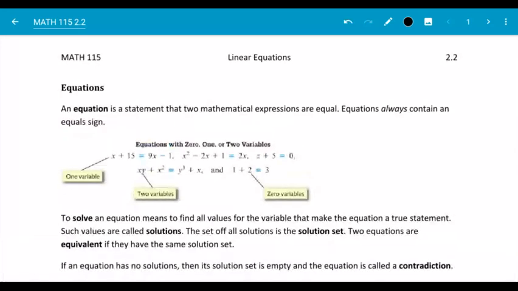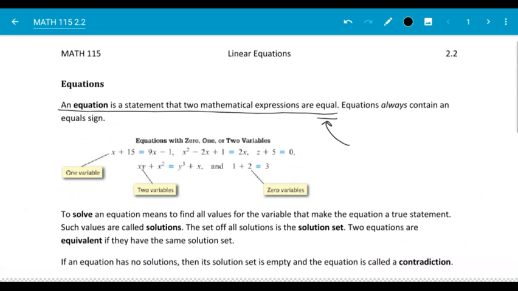All right, here in section 2.2, we're going to be working with linear equations. So an equation is a statement that has two mathematical expressions that are equal. It's that equal sign that makes it an equation. Equations have equal signs. If you don't have an equal sign, you have an expression. An equation has an equal sign.